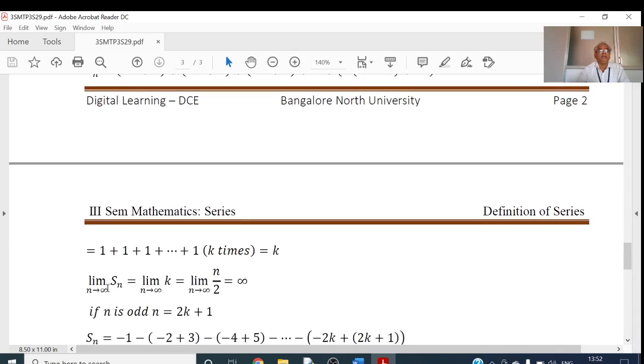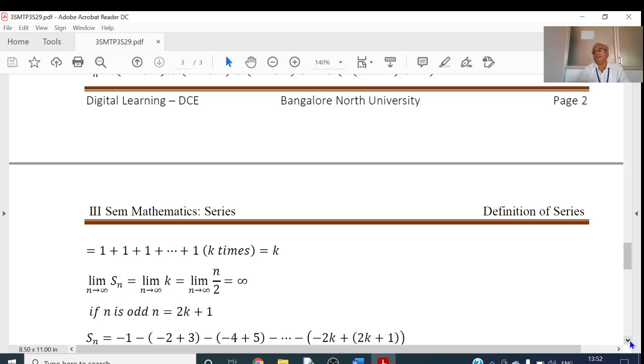So now if I take the limit of Sn as n tends to infinity, it equals the limit of k as n tends to infinity. k is nothing but n by 2. Now as n tends to infinity, this tends to infinity. So that means the limit of Sn as n tends to infinity is infinity, so this sequence is divergent when n is even.